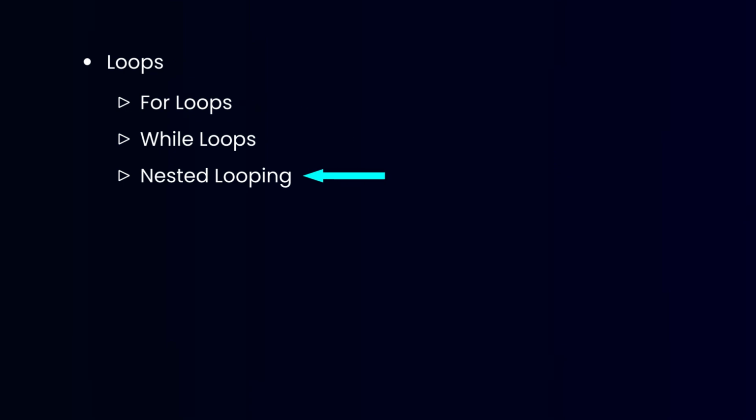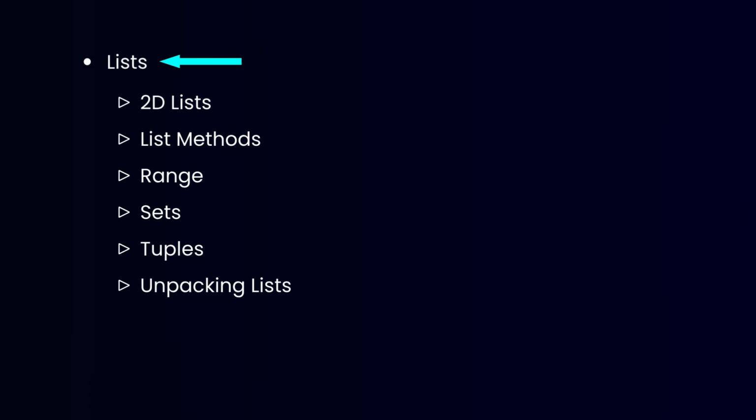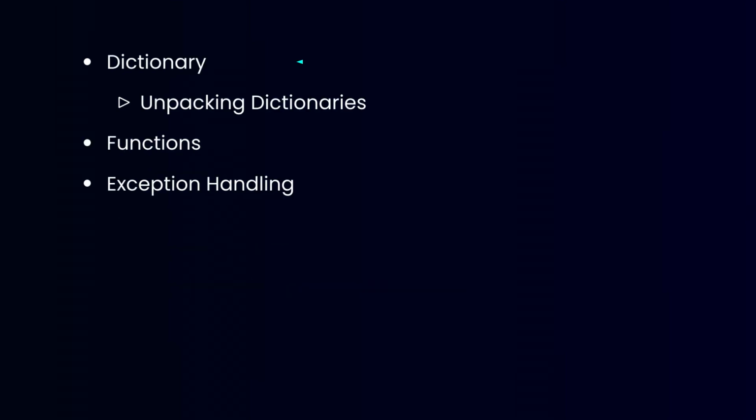Then we'll move to conditional statements, logical operators, comparison operators, loops, where we'll also learn about for loops, while loops, and nested loops. Then we'll move to lists, where we'll learn about 2D lists, methods, range, set, tuples, and how to unpack lists. Then we'll be moving to dictionaries, where we'll be learning about what dictionaries are and how to unpack these dictionaries, the different ways of unpacking dictionaries.